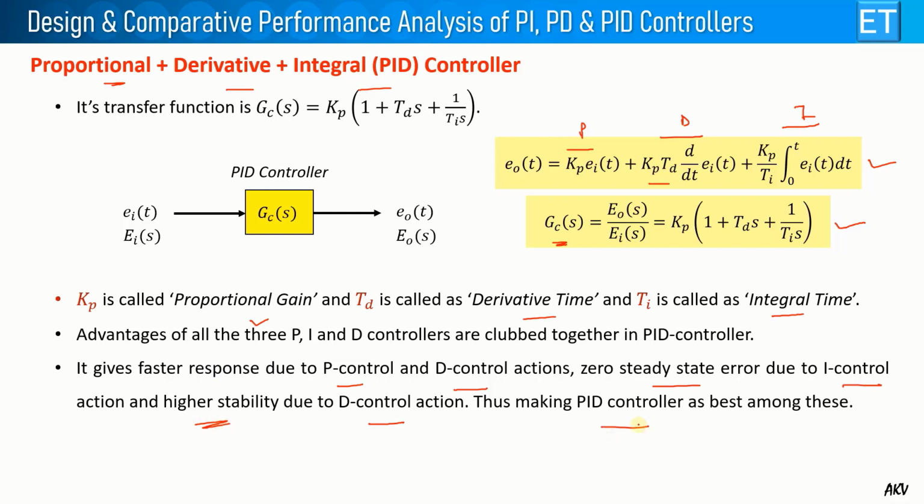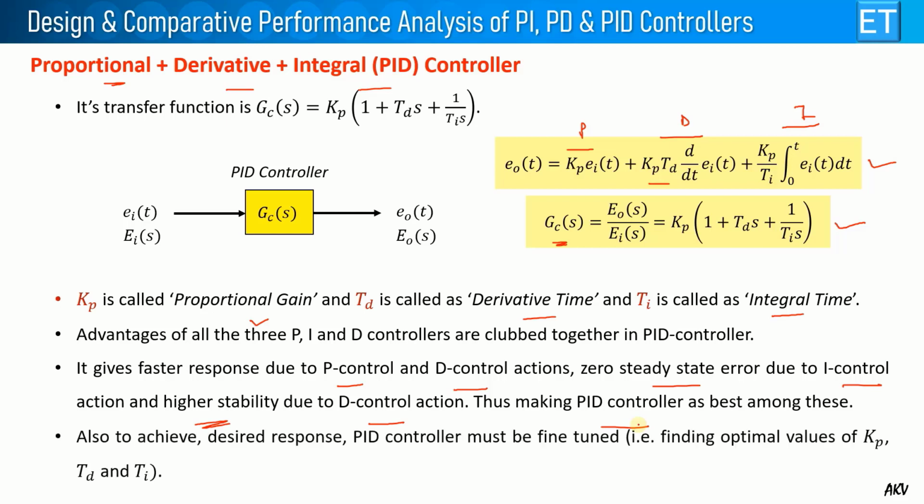So that's why it is making the PID controller the best among these, because we have the advantages of all three: P, I and D. Also, to achieve the desired response, the PID controller must be fine-tuned. I mean finding the optimal values of this Kp, Td and Ti, so we can get the best response.